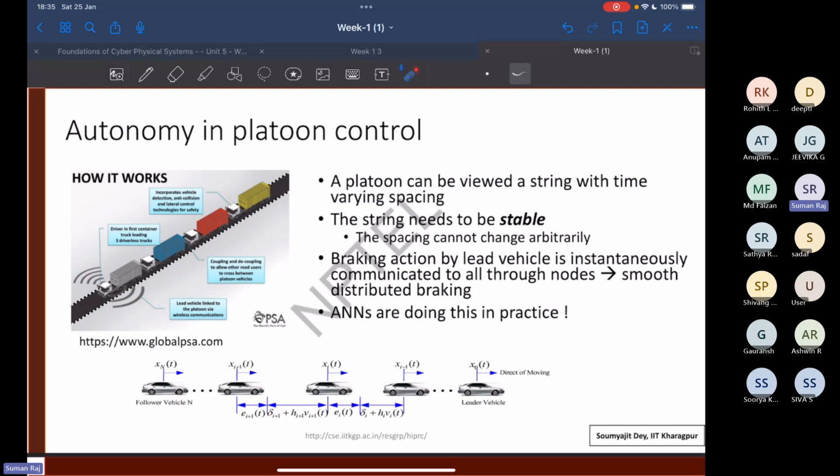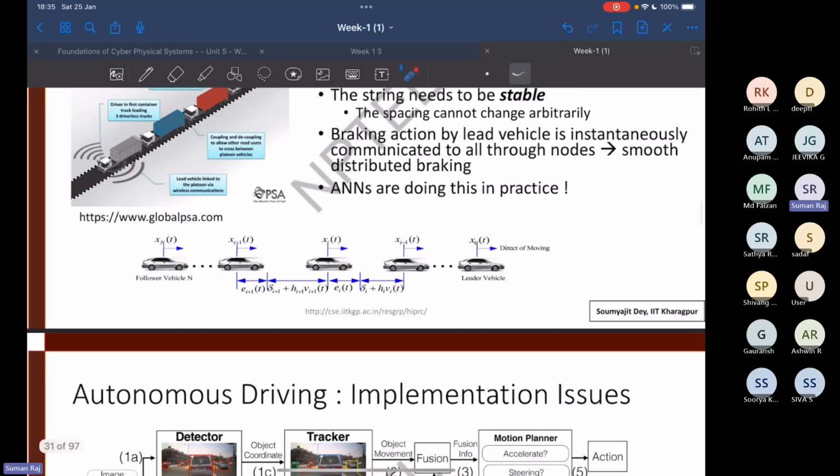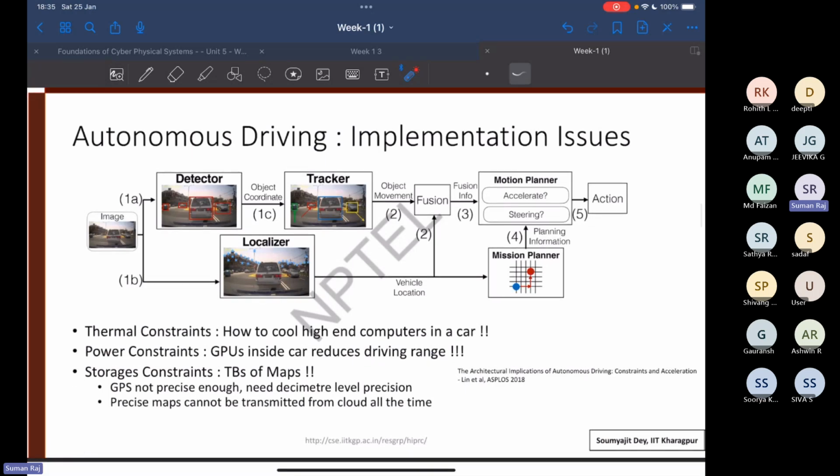I think there is one question based on this as well. Again, in the case of autonomous driving, you have a lot of implementation issues, right? First of all, you have a bunch of components that you need to run on board the device. And if it's not possible, you need to find mechanisms to offload it to some remote server for getting the computation back in time, right? Other than that, there is also the thermal constraint: how are you going to cool these high-end computers in a car? And then you have the power constraint, which means that if the GPUs inside the car consume power, then the power that your car should have gotten reduces, so that reduces your driving range.